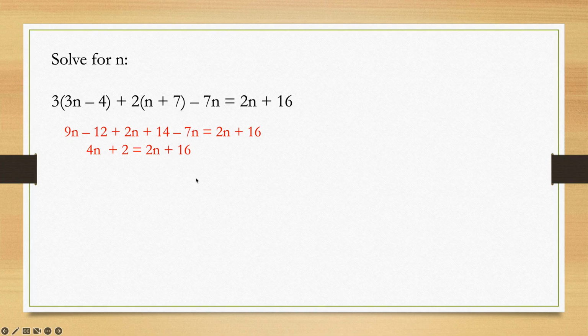Now it's opposite side, opposite operation. Subtracting the 2n's, 2n plus 2 is 16. Minusing the 2, 2n is 14. Ding, ding, ding. n is equal to 7.